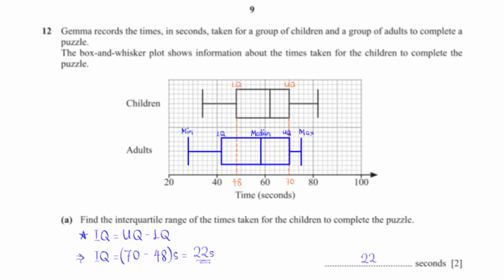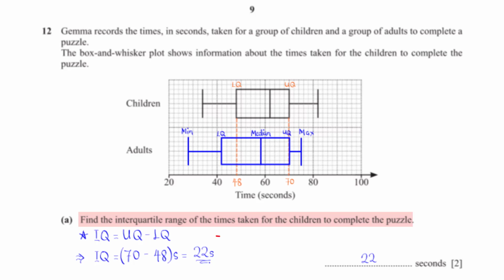Gemma records the times in seconds taken for a group of children and a group of adults to complete a puzzle. The box and whisker plot shows information about the times taken for the children to complete the puzzle. Find the interquartile range of the times taken for the children to complete the puzzle.